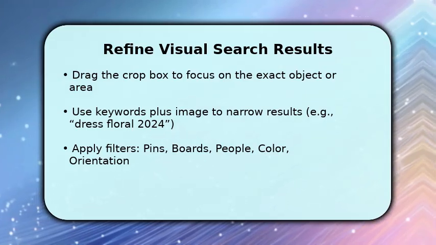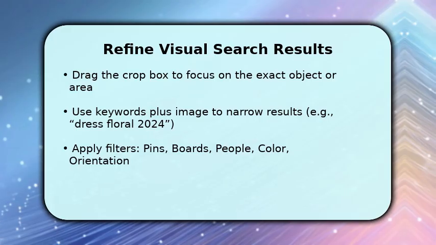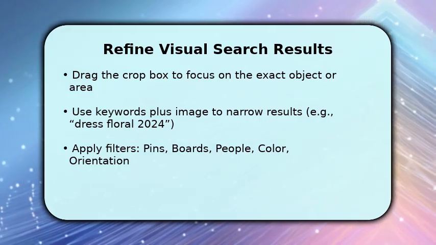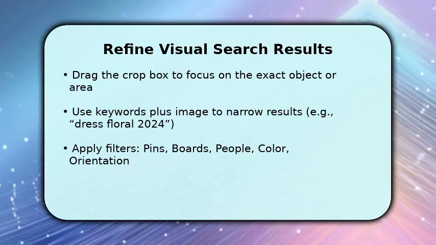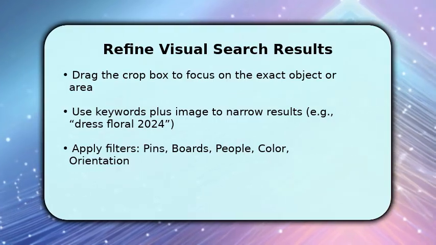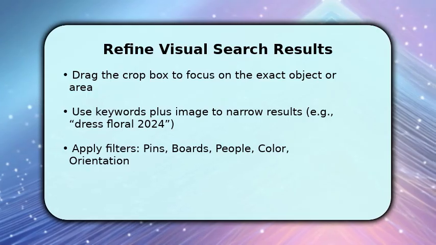Then combine a short keyword with the image if you want a specific style, era, or color. This reduces irrelevant matches. Use built-in filters like color, orientation, or boards to narrow results further.